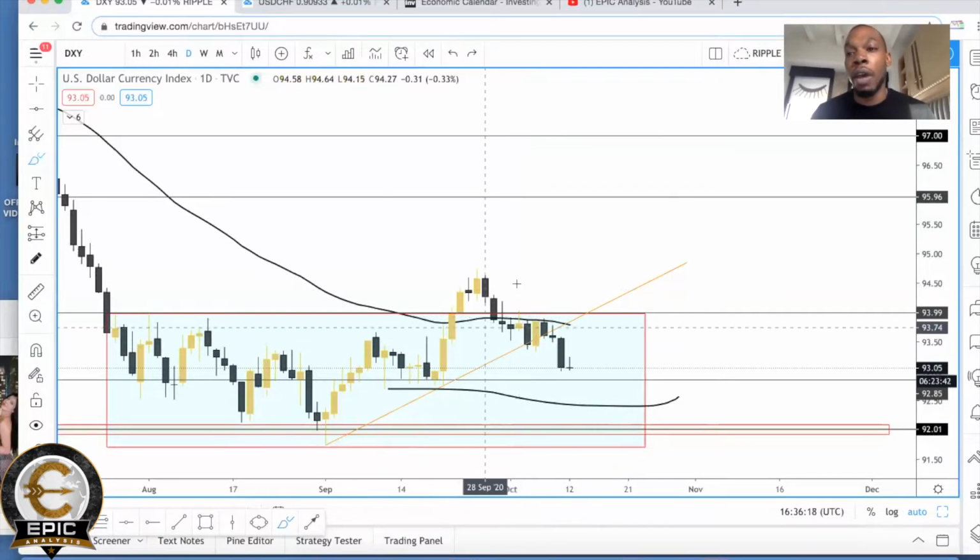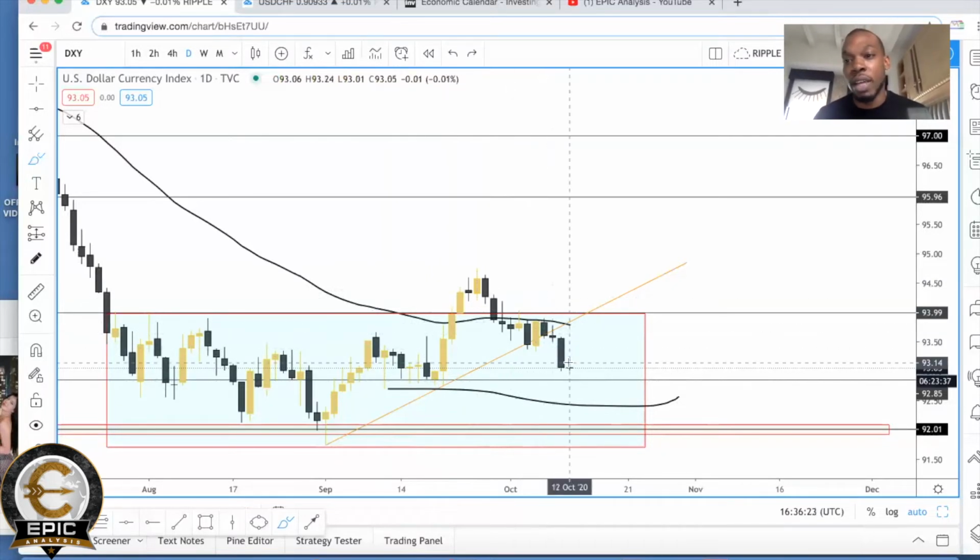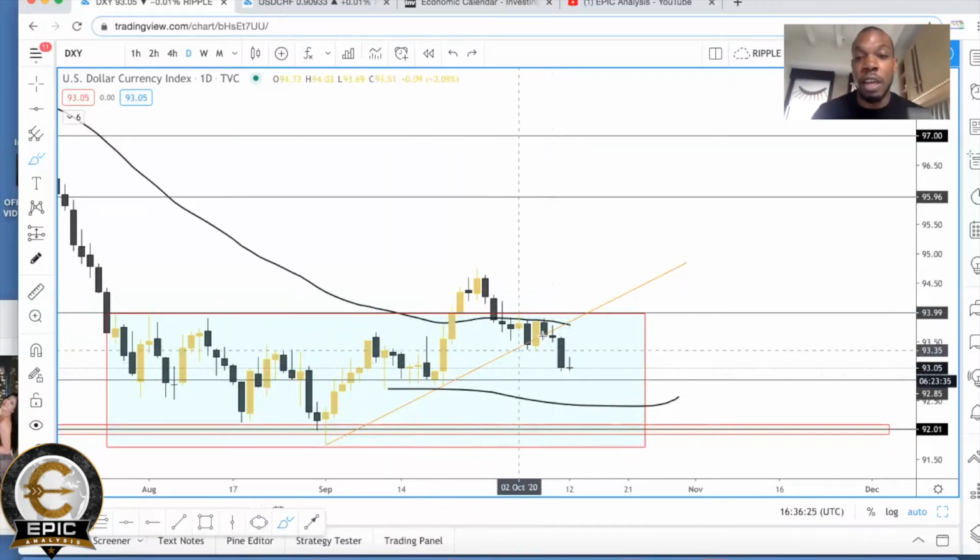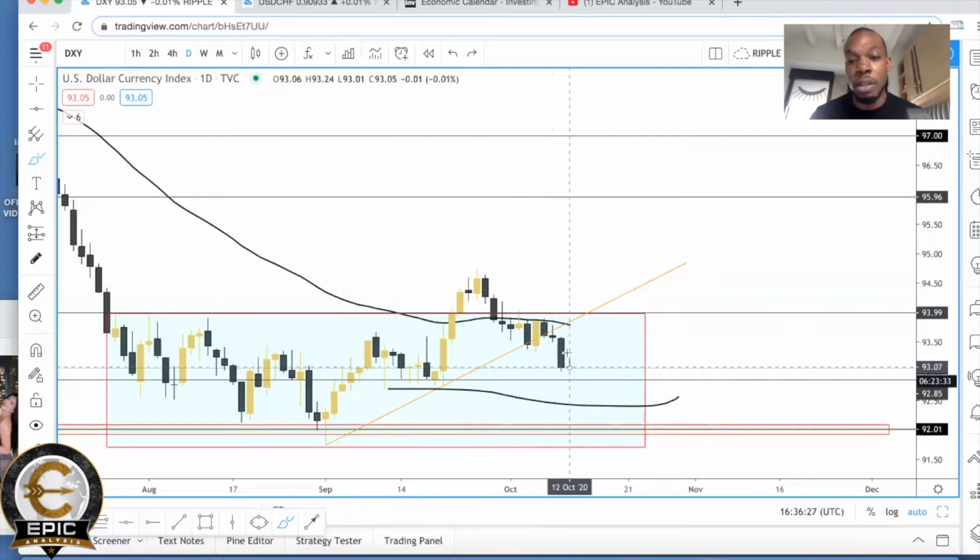So I already knew that we're probably going to get more bearish price action, or we're going to see some type of consolidation. All right, and in this case, we've seen more bearish price action, and as of right now, it's looking like the overall dollar index is going to be bearish.